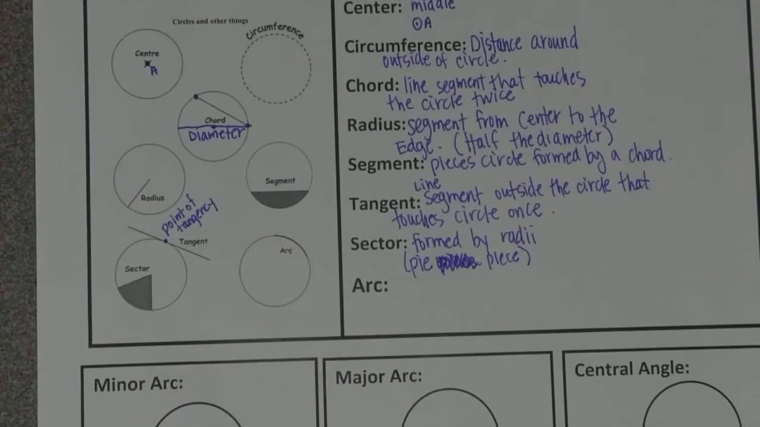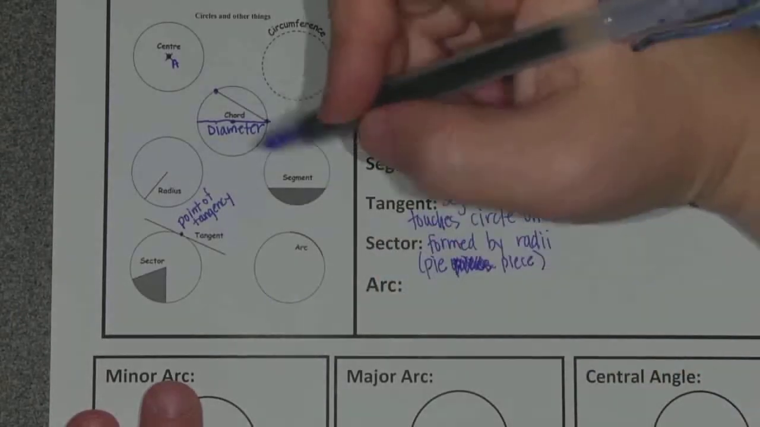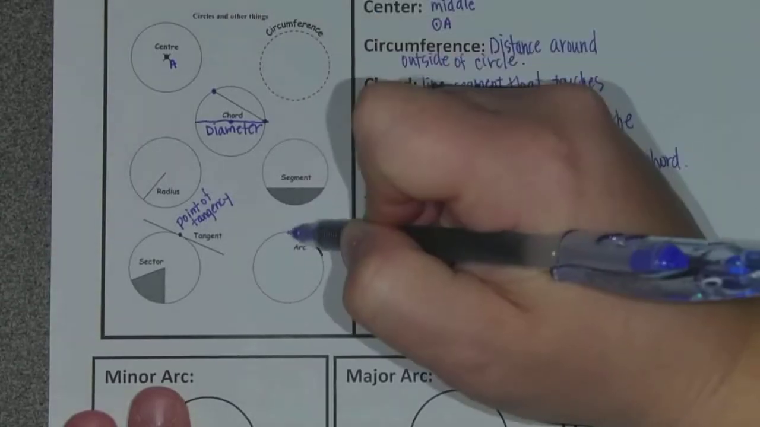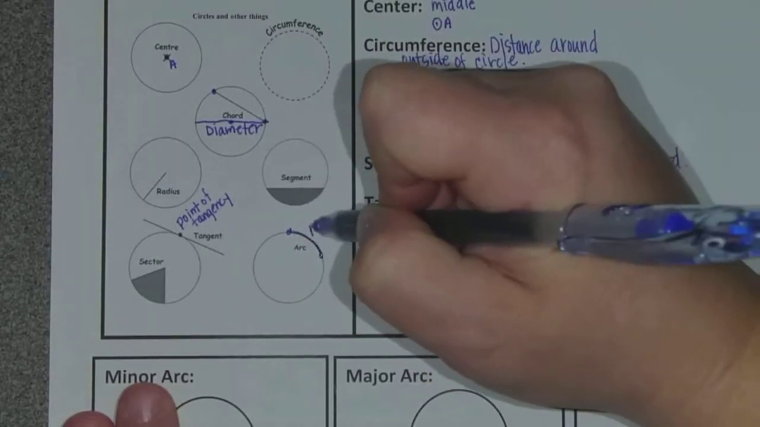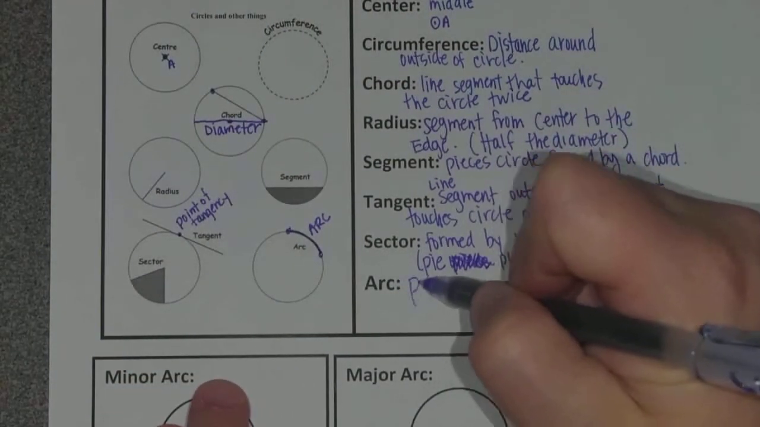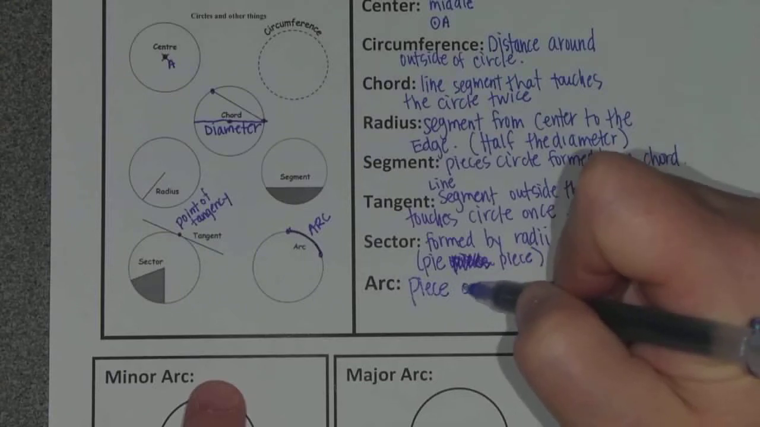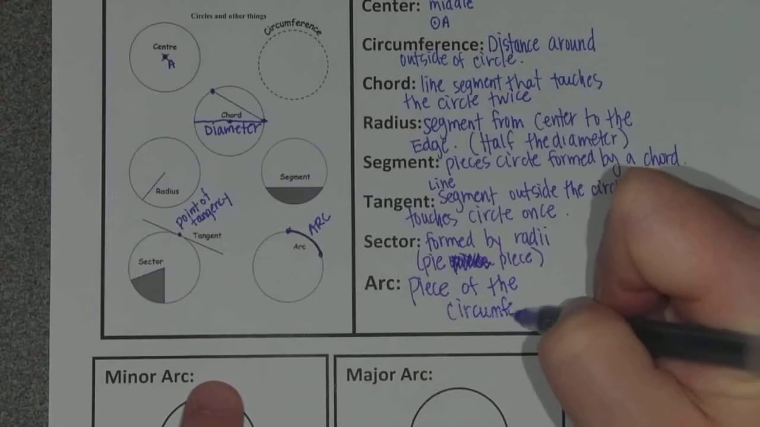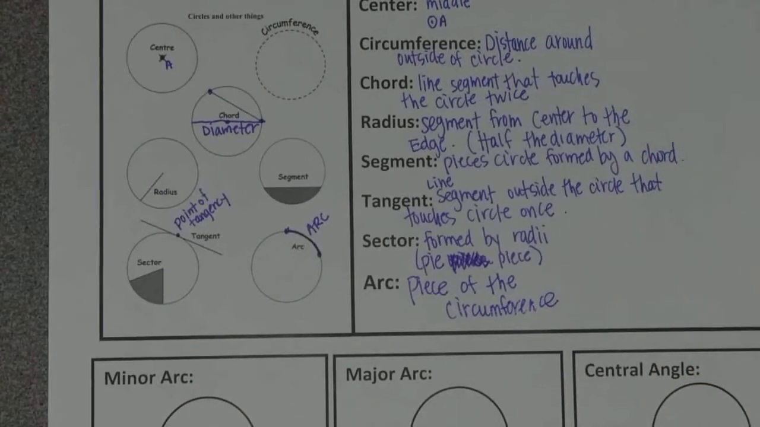All right. It's hard to see on this circle over here, the picture of the arc, but you see right here where it's darker, from here to here? That little piece of the circumference is called an arc. And I'm just going to put that as my definition, a piece of the circumference. Now, when we take a piece of the circumference, we actually have two kinds of arcs that are formed. One is called a minor arc, and one is called a major arc.